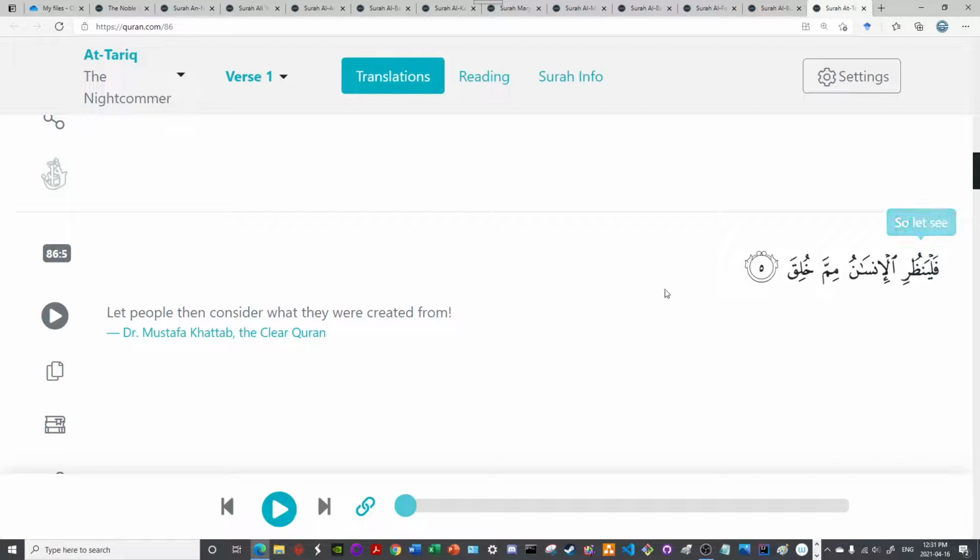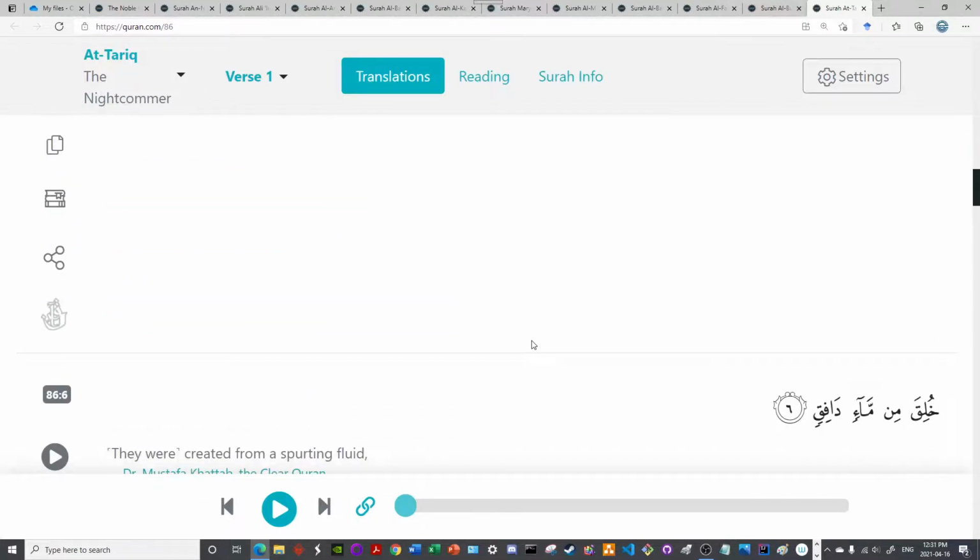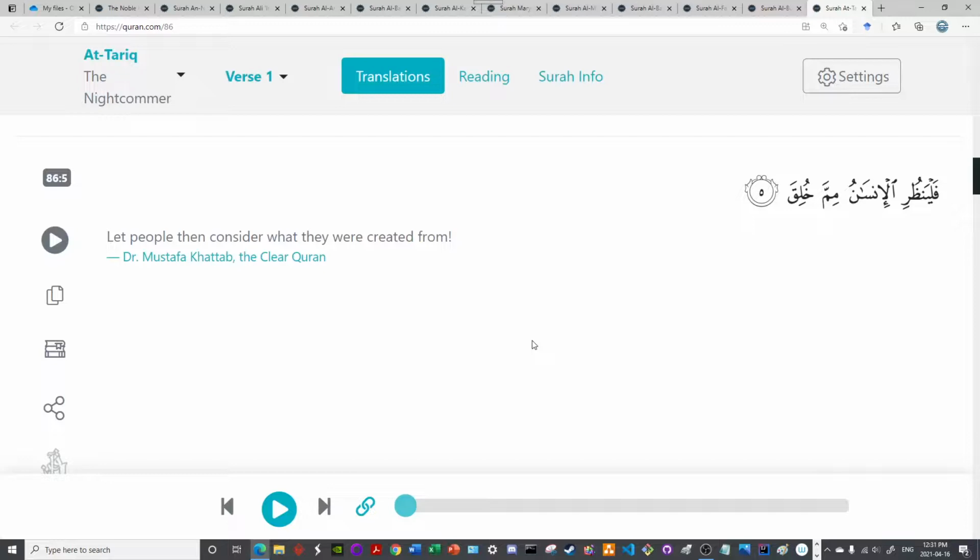So here, this is the chapter called At-Tariq, and you can read about what the Tariq is. And I think NASA released a research saying that there is a star that is going to collide with the Earth, which is actually mentioned here, the piercing star. When the Day of Judgment starts, then there will be cosmic transformations.